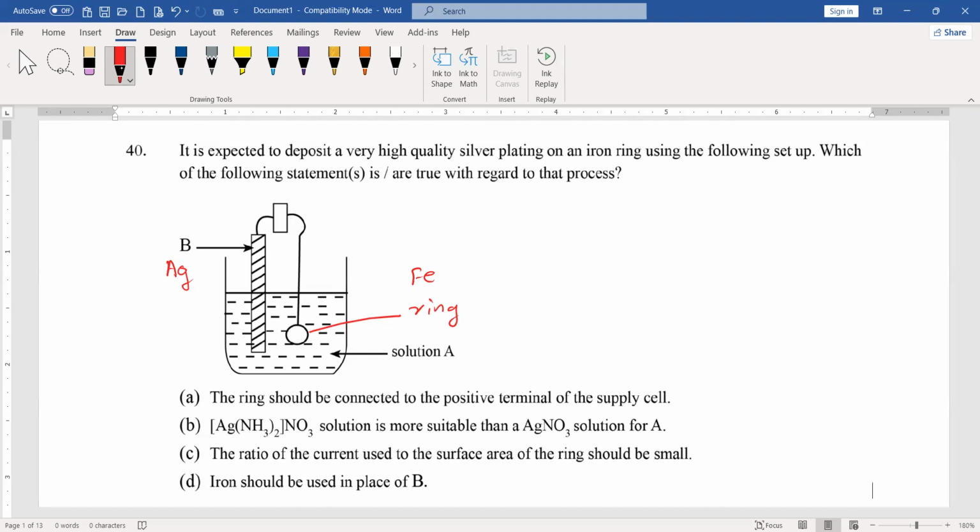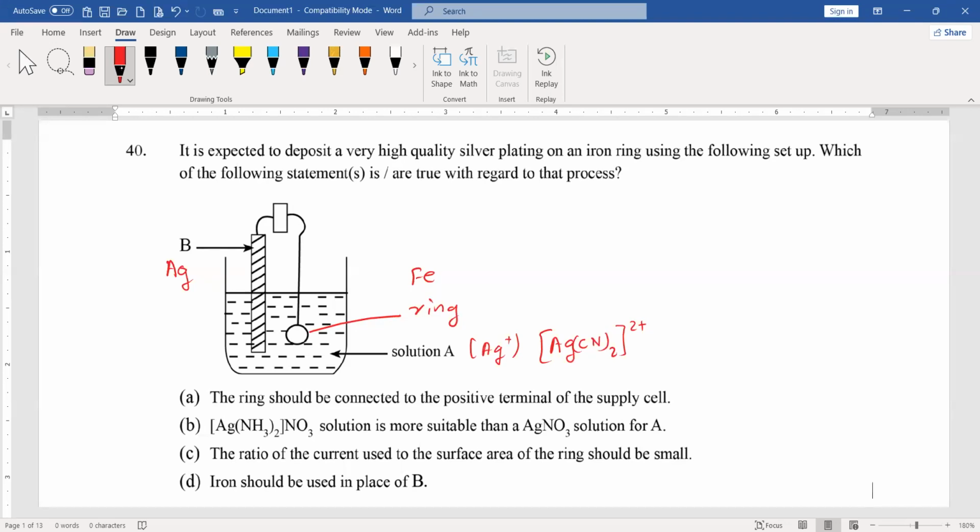Normally, solution A must contain Ag plus. It's better if you can use Ag cyanide. Why is cyanide important? We need a very small concentration. If the concentration is very small, then the process is much slower. If the process is slow, it can take enough time to form the real silver crystal structure. If the crystal structure is strong, then only the plating is good. Otherwise, it will peel off, or sometimes it will be removed from the plated surface.